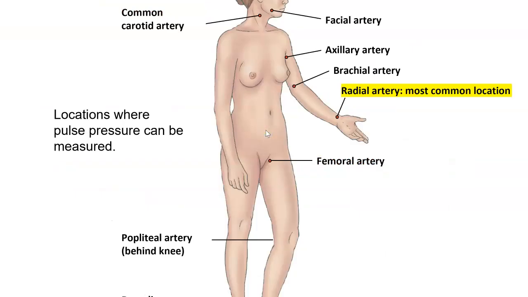We typically measure blood pressure in the radial artery, but there are other locations like the femoral artery, the popliteal artery, the carotid, etc.